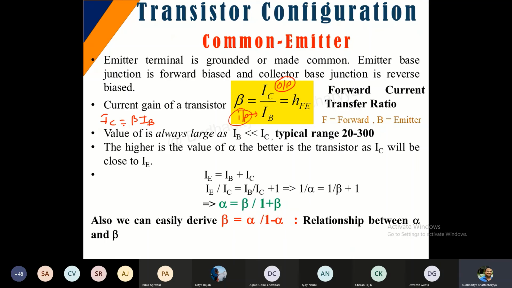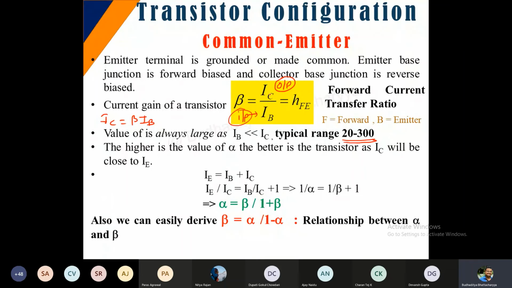For a common emitter, the beta current gain is in the typical range of 200 to 300. Please make a note of it. It's entirely different from alpha as per the value. Remember, the maximum value of alpha was 1. Here, the value can vary between 20 to 300. The higher the value of beta, the better the system we will get, because the more the value of beta, the more the IC will be.